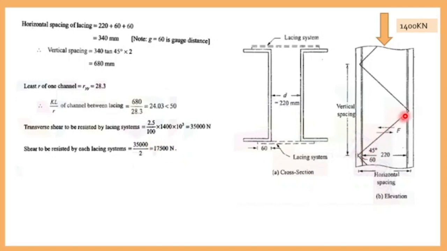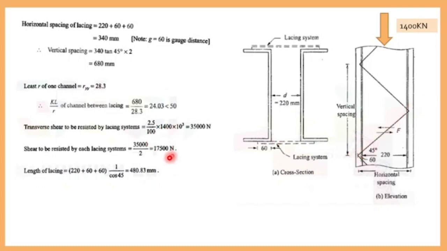We can find the length of this lacing. You know the horizontal distance and vertical distance. Cos 45, adjacent is 340 and hypotenuse is x. You can cross multiply and you will be getting hypotenuse as 480 mm. Now you have the length of your member as 480.